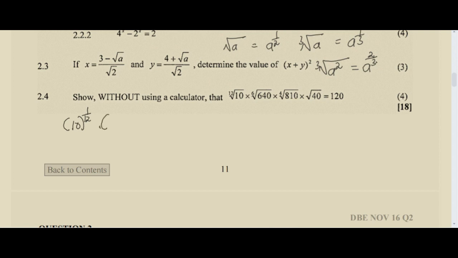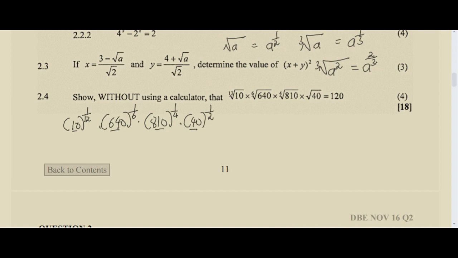Then followed by 640 to the exponent of 1 over 6. And then here we have 810 to the exponent of 1 over 4. Then followed by 40 to the exponent of 1 over 2. Right. Now at this point we need to write our bases in terms of prime factors. We can see that all these numbers are not prime factors. Now how can we write this in terms of prime factors?